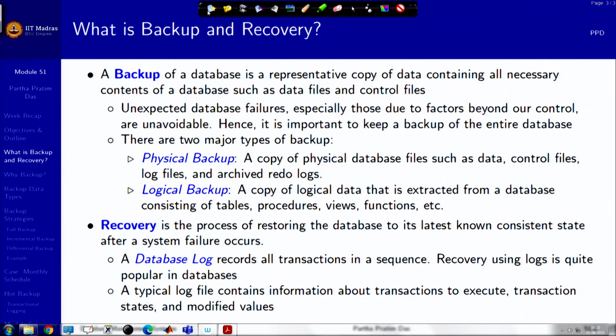Now, given that we are doing a backup, certainly the recovery process will also have to be decided. So, what is a recovery? Recovery is the process of restoring the database to its latest known consistent state after a system failure occurs at some random point of time. And a database log, we will talk about this in a lot more detail, records all transactions in a sequence. As transactions are done, they are logged, kind of written down. So, recovery using logs is quite popular in databases, and we will take a look into those.